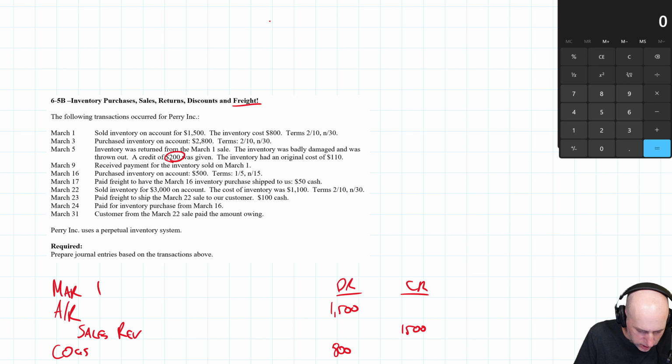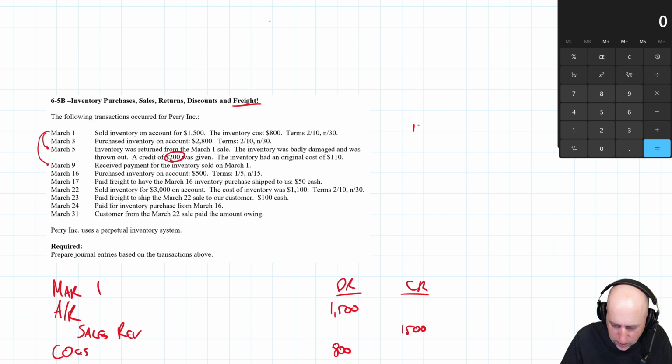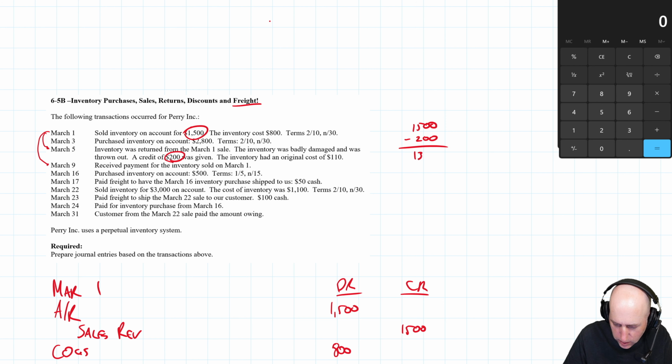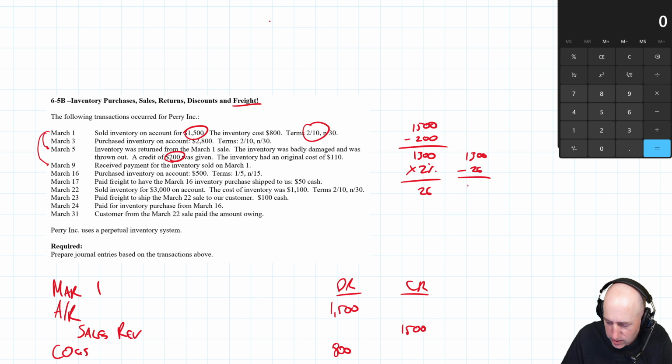Received payment for the inventory sold on March 1st. So, okay, we sold the inventory March 1st. They pay us March 9th, and there was this return in the middle. How much are we getting paid? Well, it was $1,500 they owed us from the initial transaction. They returned $200, so we gave them a credit of $200, so they owe us $1,300. They're not going to pay us $1,300. Why? Because they get to take a 2% discount, so $1,300 times 2% is $26. They're going to pay us $1,300 minus 26. They're going to pay us $1,274.